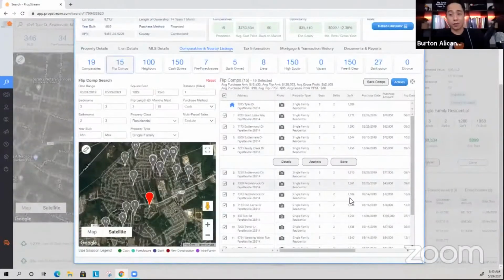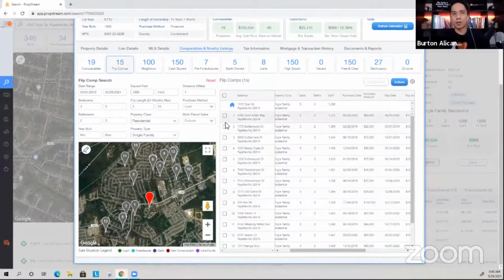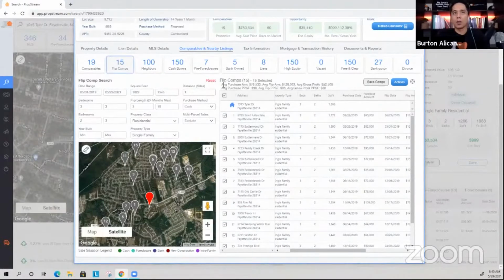But this is why I like the flip comps. And as a matter of fact, we don't have a report for it, but when you highlight the comps that you're looking at, let's say all of them, we'll summarize it for you. The average purchase amount, what the buyers are usually able to flip it for or buy it for, the average flip amount, and the average gross profit that the buyers are making. Average purchase price per square footage, average flip price per square footage, and average gross. But the most important part to me is this top one. It shows you the average cash buyer amount, the average ARV, and then the gross profit these buyers would like to make in order to deal with you.